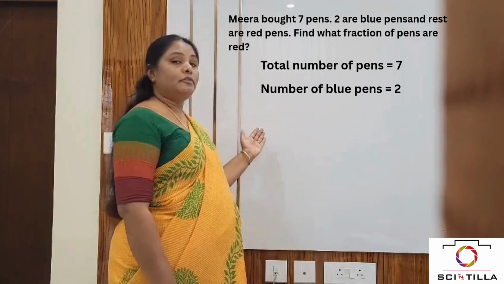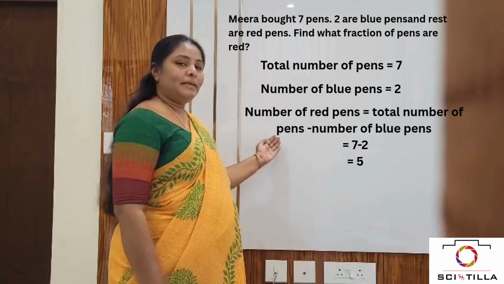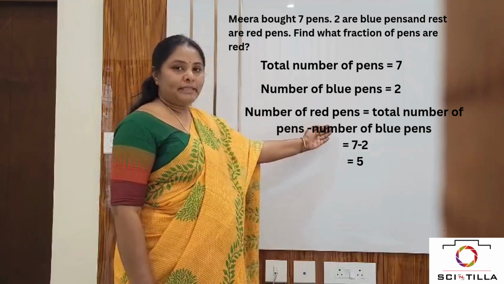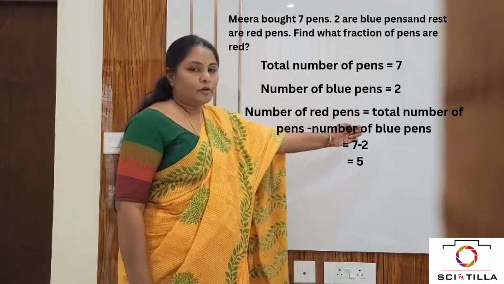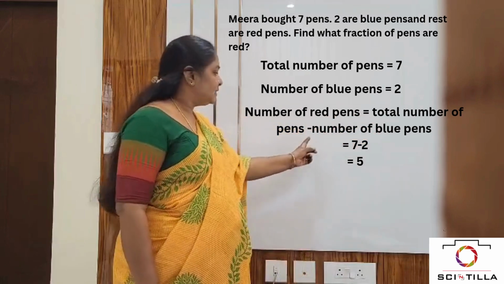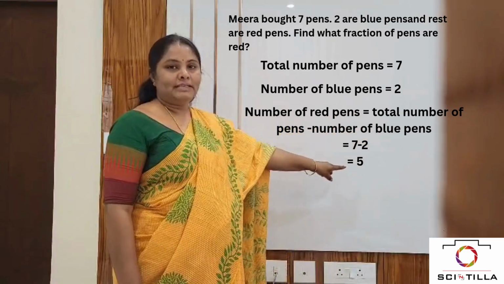How to find the number of red pens? Number of red pens is equal to the total number of pens minus the number of blue pens. So what is 7 minus 2? We'll get it as 5.